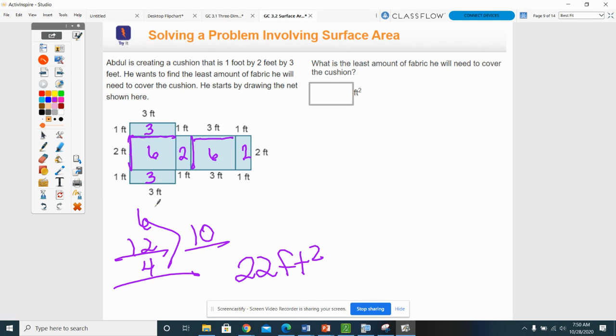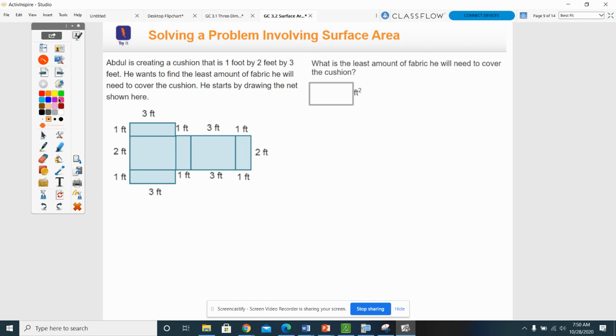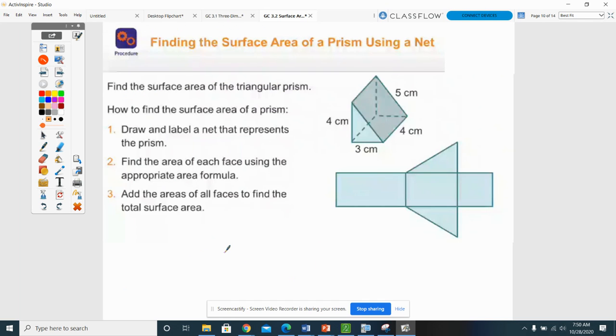If you have your calculator, you can just add them all up. That's the least amount she needs to cover one cushion. And they just wanted one cushion on this. Sometimes they are tricky and ask us for more than one cushion. So what if it's a triangular prism? It's the same type of thing, except you will have triangles. So on these guys, you'll do base times height divide by 2.